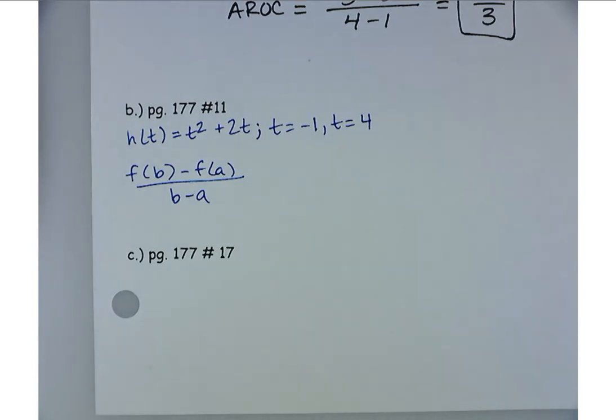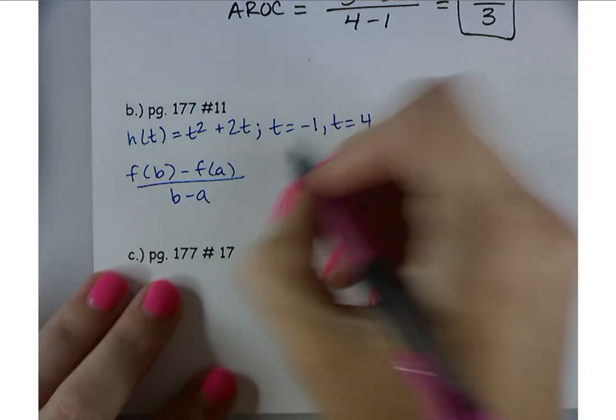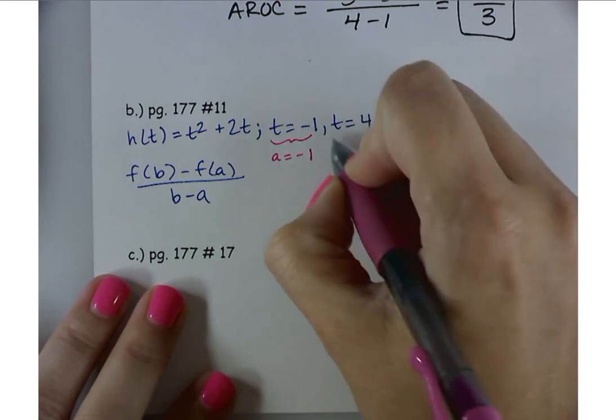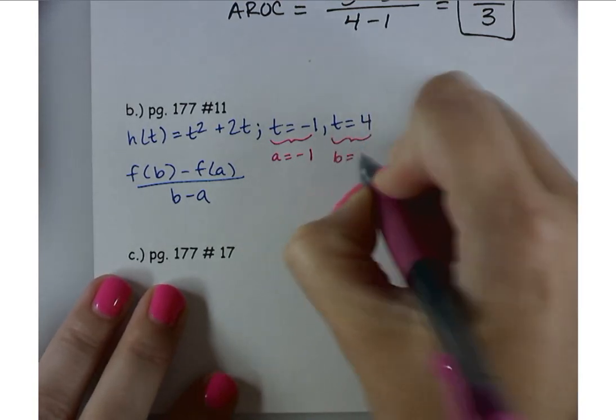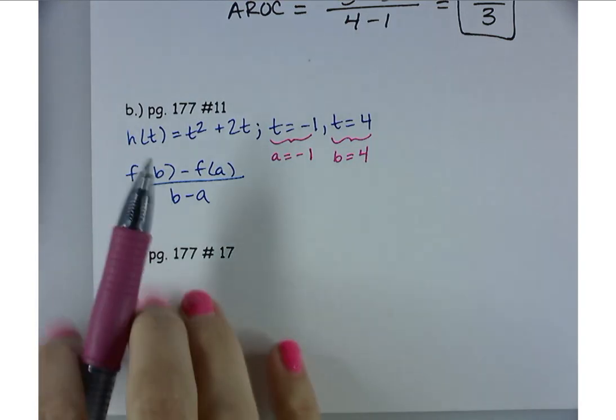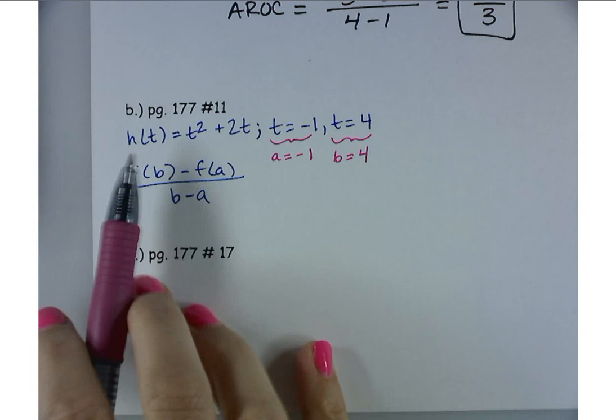Okay, so in this case, my a value is going to be negative 1. So you could think of this as a equals negative 1, and you could think of your b value as 4. So that would give you the denominator, right? Your b minus a. So what we have to do is find f of b and f of a. Now we use f because usually your function is f of x, but this isn't f of x, this is what? This is h of t.